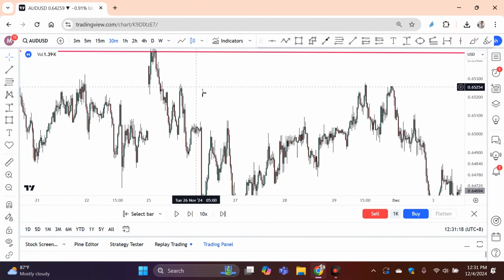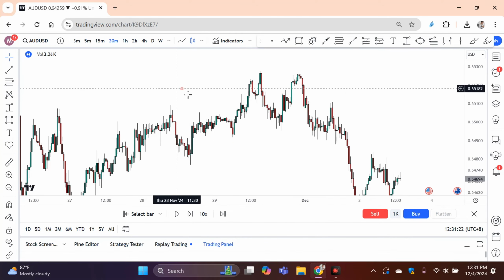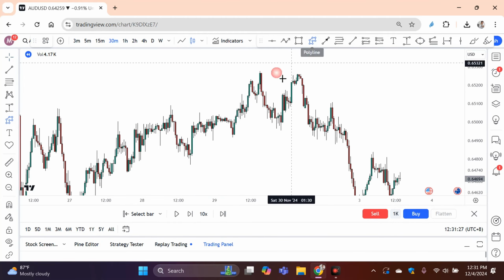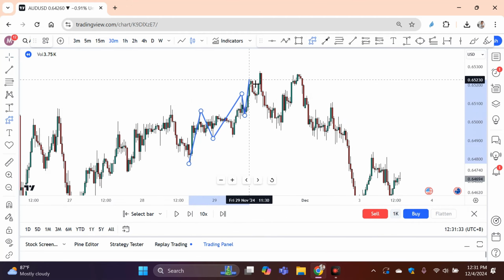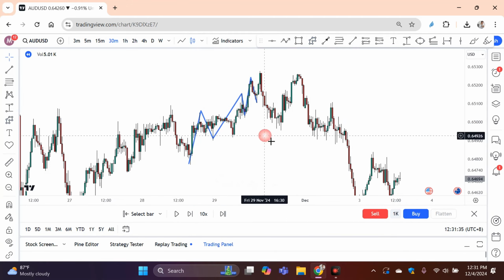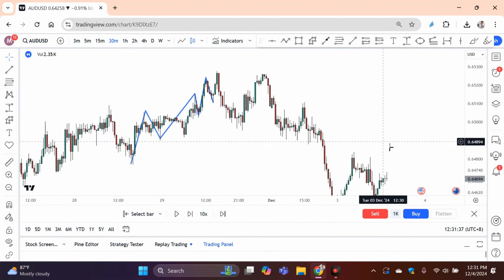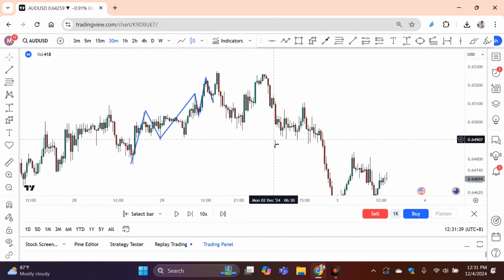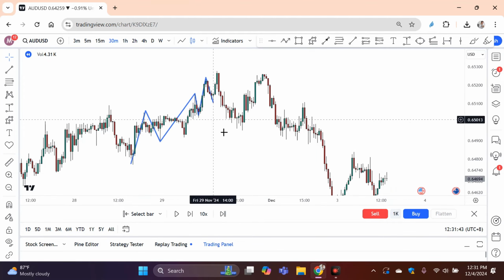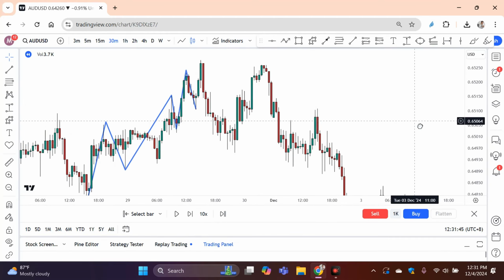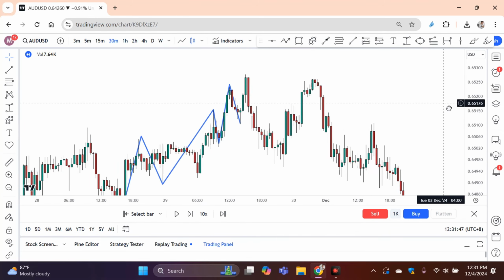So what we can do is look for another QML. If you notice right here, in this structure, you can see the QML more clearly. Price has been going up, went down, went up, came back down, and then went up, came back down. Now, remember, structure can be very ugly, so you need to put in some imagination. This is how I put in my imagination, even though I am not somebody very creative.